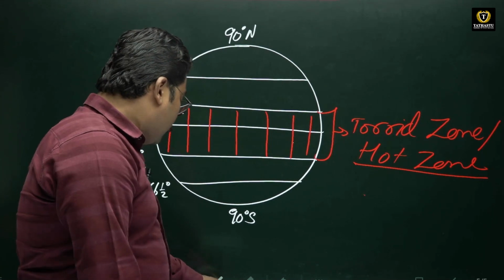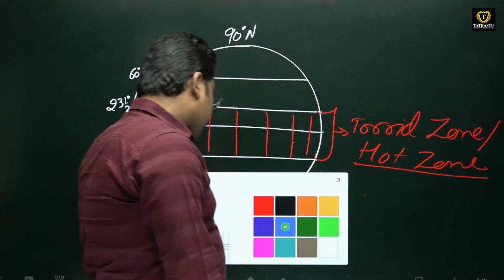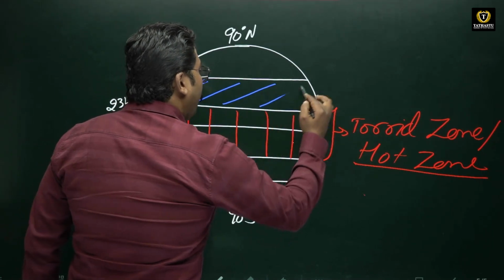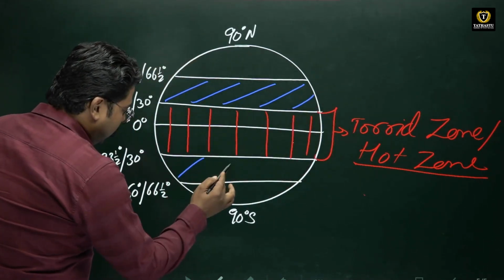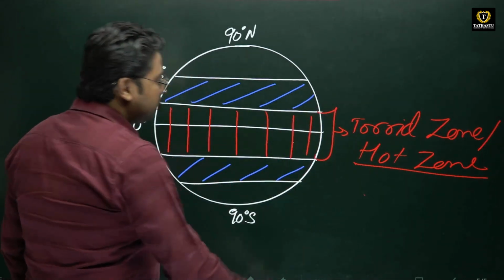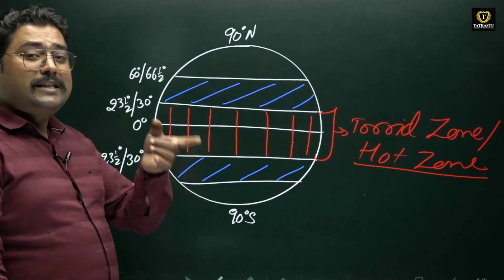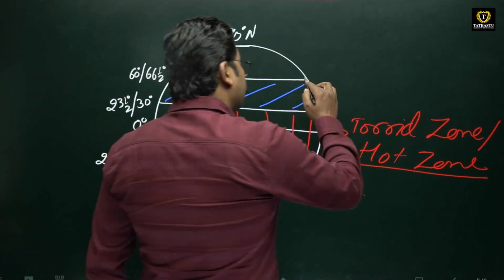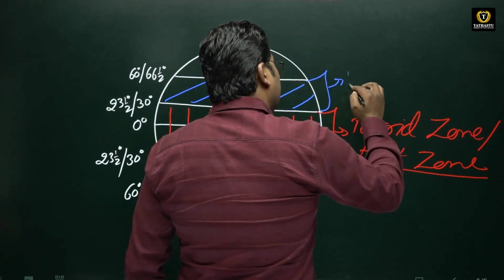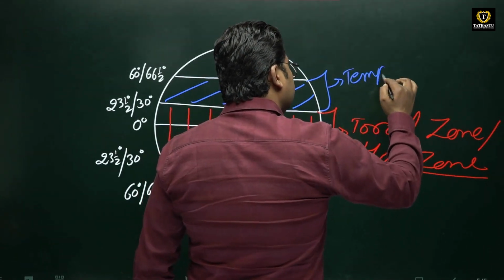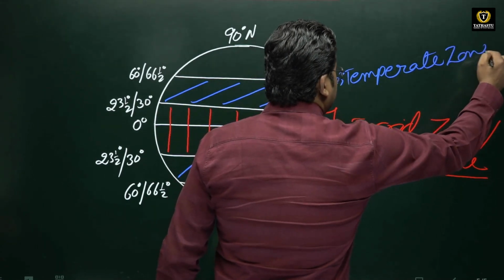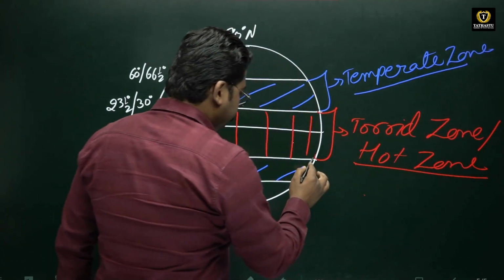Then beyond 30 degree, the sun rays become oblique in nature or diagonal. Means the income and expenditure is more or less equal, so neither too hot nor too cold. So it is considered as temperate zone.